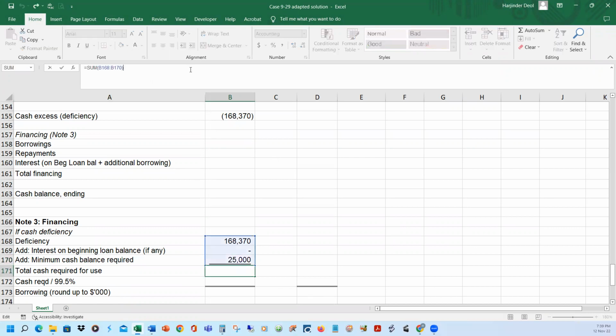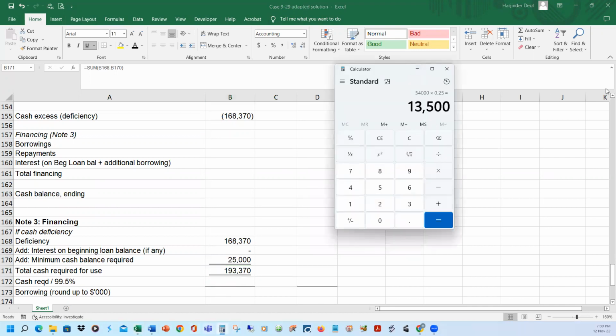Adding up the deficiency, any interest on a beginning loan balance, if there was, and the minimum cash balance required, gives us the total cash that this company needs to have available for it to use. Now that total is 193,370. The problem though is that if the company borrows $100, the borrowing needs to happen at the beginning of the month.